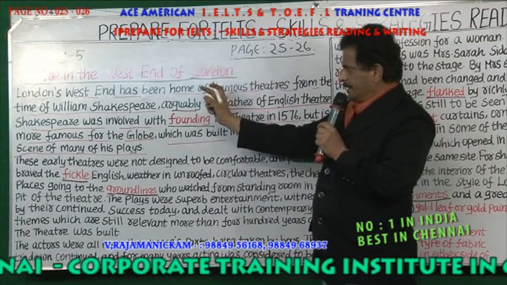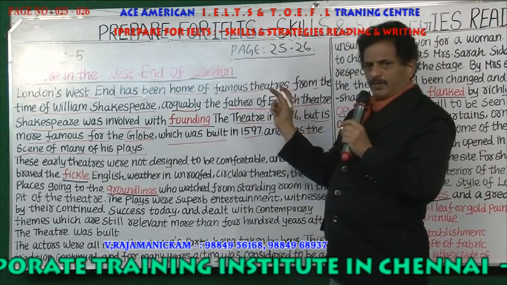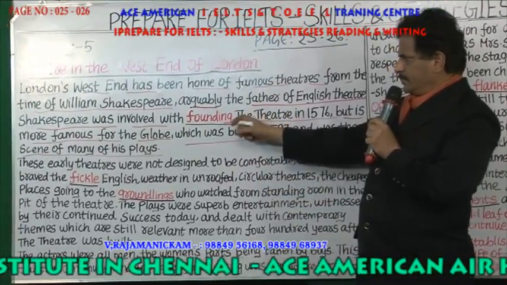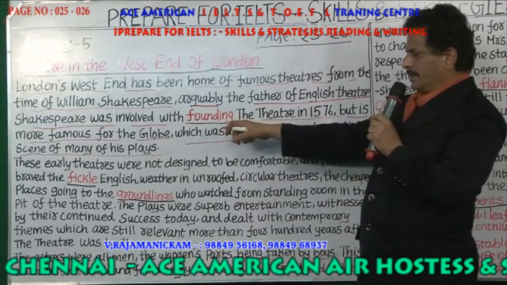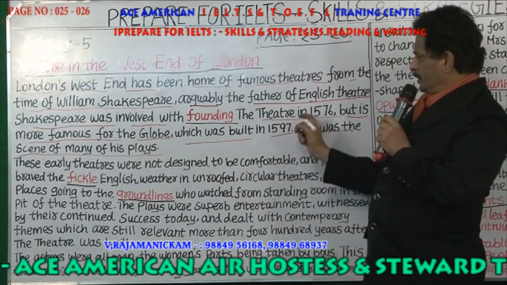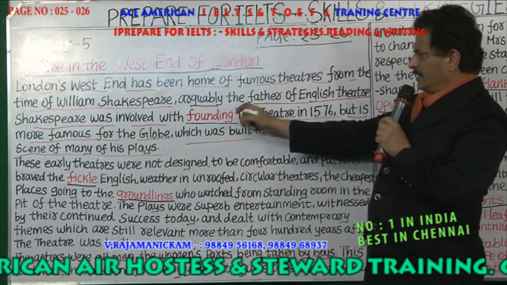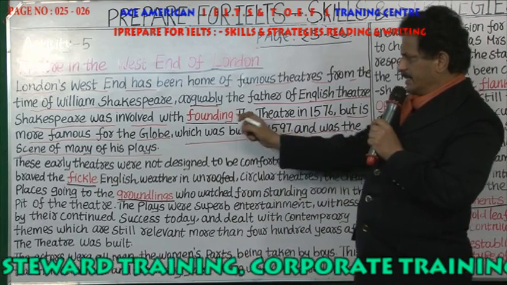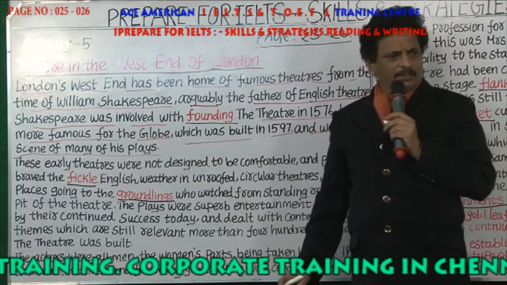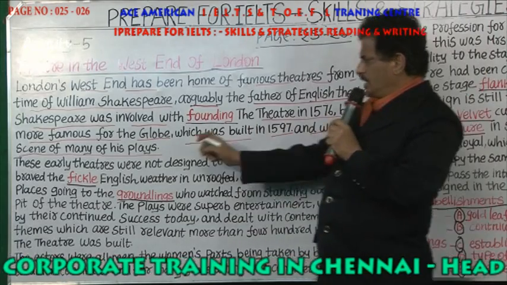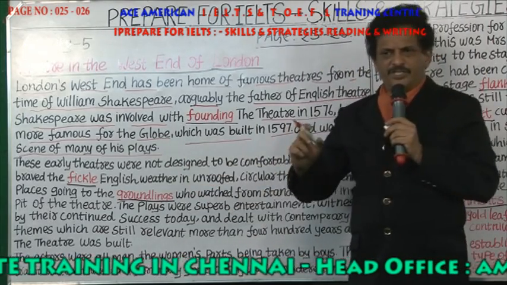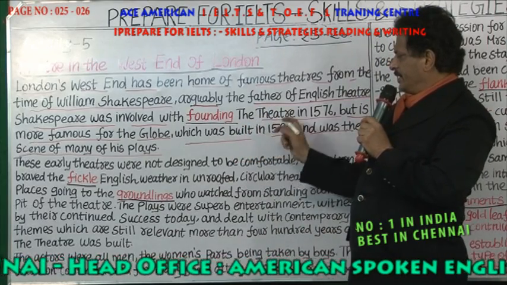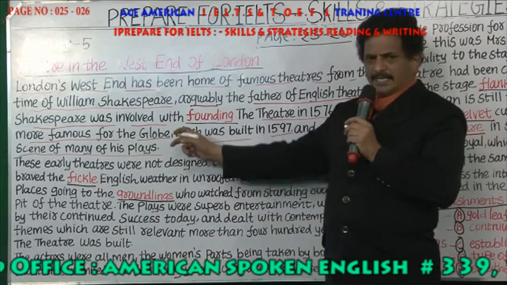London's East End is famous for theatres, drama theatres. Shakespeare was the first person who founded one, and the Globe was also founded by Shakespeare. In 1576 Shakespeare founded a theatre in London, and in 1597 he founded another called the Globe, which was the scene of many of his plays. Many of his dramas were staged in 1597 under the name Globe.